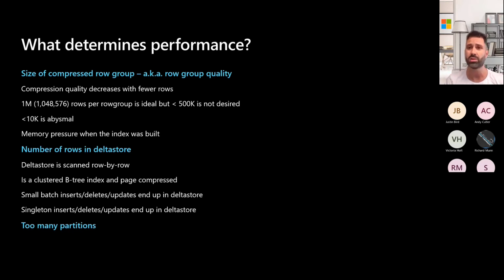Also, the deltastore: avoid it as much as possible. The deltastore is a clustered B-tree, page compressed. So you are going to read not from the columnstore, but from your clustered tree. In the end, we have to read from both the columnstore and the deltastore. Avoid it as much as possible, because every time you perform a small batch or a single operation, we will end up in the deltastore. So be careful with that.